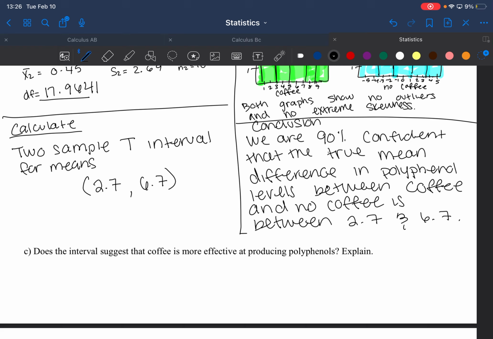Okay, but it would not be wrong if you said 2.7 units and 6.7 units. Or even percent, because it's the difference in percent. So 2.7%, 6.7%.